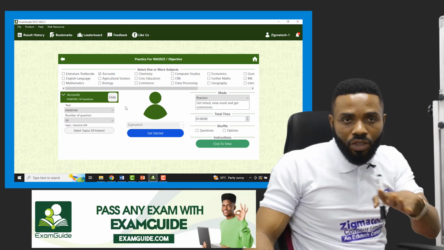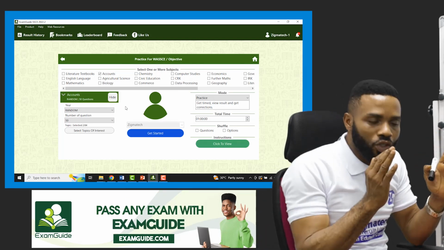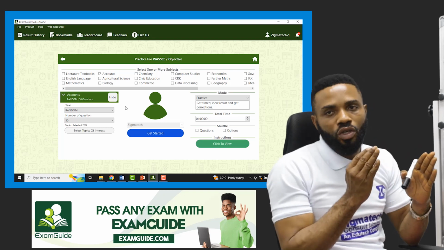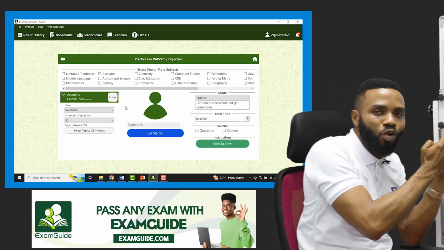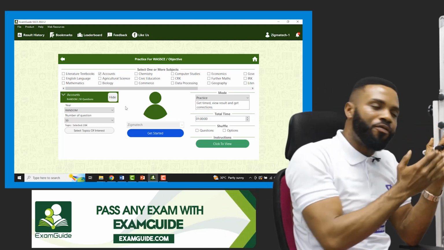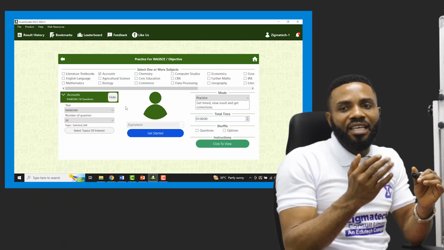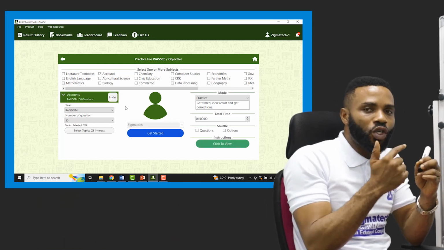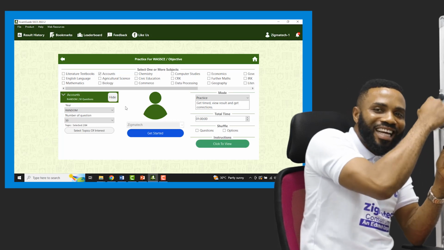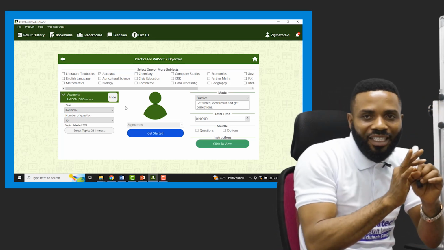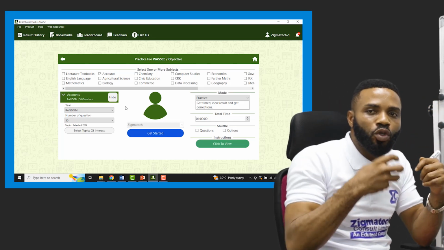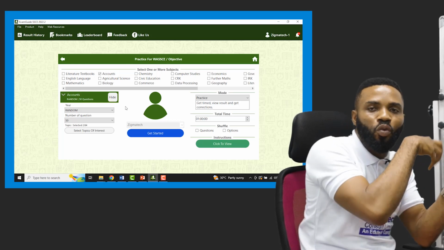And then when it comes to year, we just choose random. Random is already chosen. The reason is because it's going to streamline the questions that will relate to what we have done. If you choose a particular year, maybe that year may not have a question that will be related to what we are doing. So when you choose at random, the system will help you to choose the questions that relate to what we are doing.